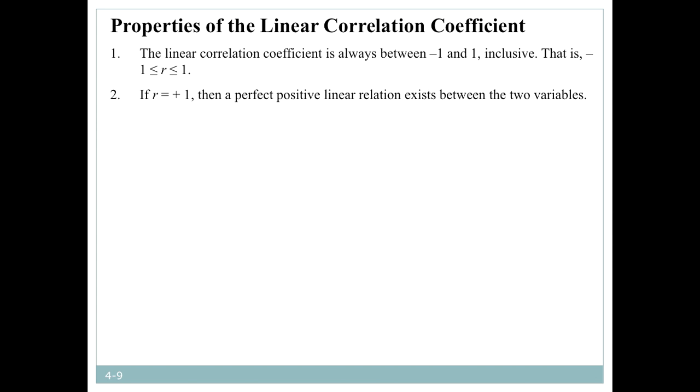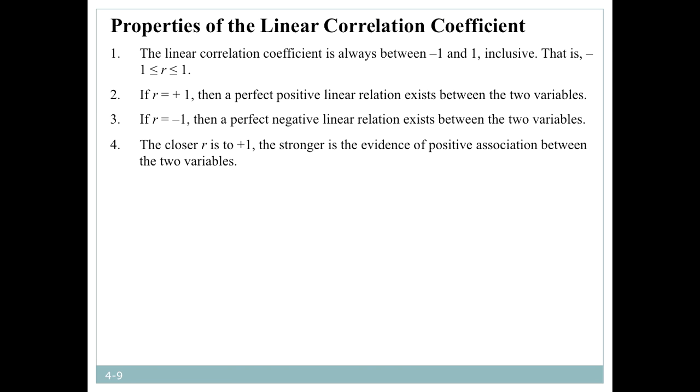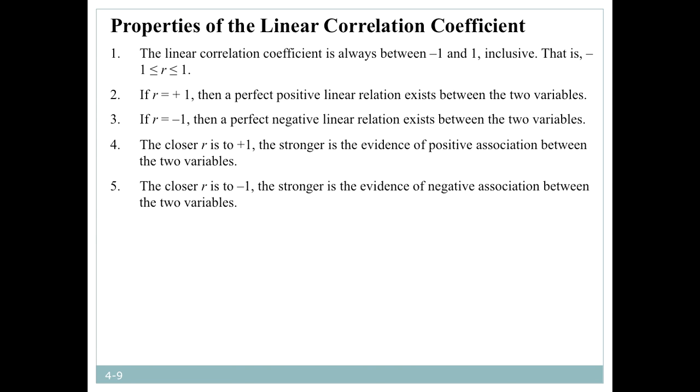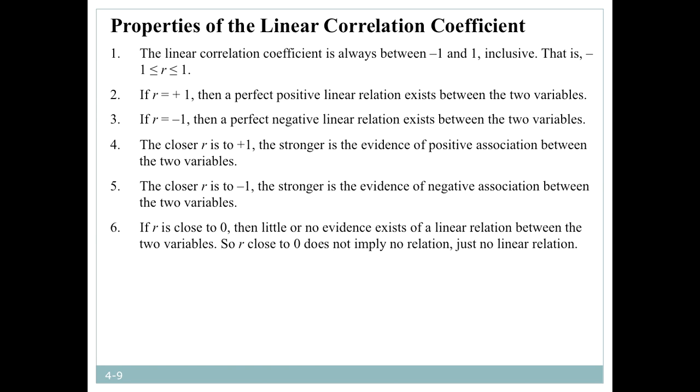If you have something that's very close to +1, then you have a positive linear relation. If you have a linear correlation coefficient of -1, that means you have a perfect negative linear relation. The closer the value is to +1, the stronger the evidence of some kind of positive association, and the closer the value is to -1, the stronger the evidence of some kind of negative association. If r is close to 0, that means there's little or no evidence of any linear relation. It doesn't mean there's no relation at all, just that there is no linear relation.